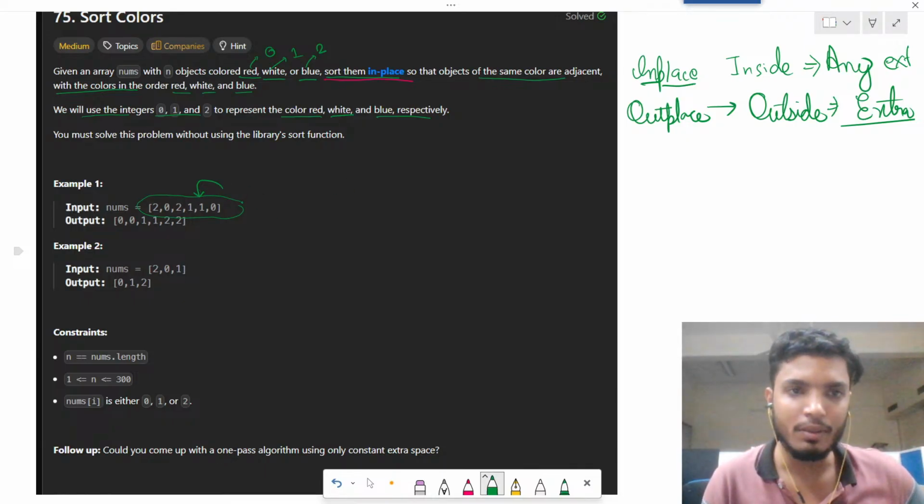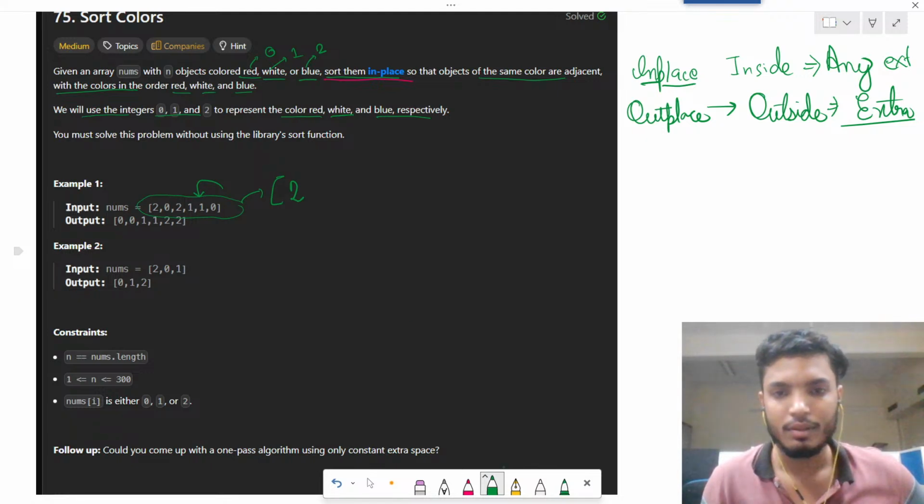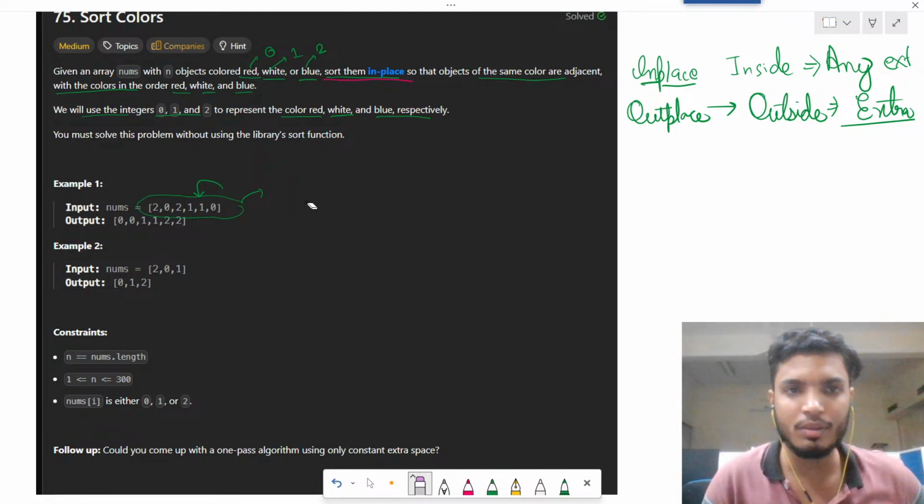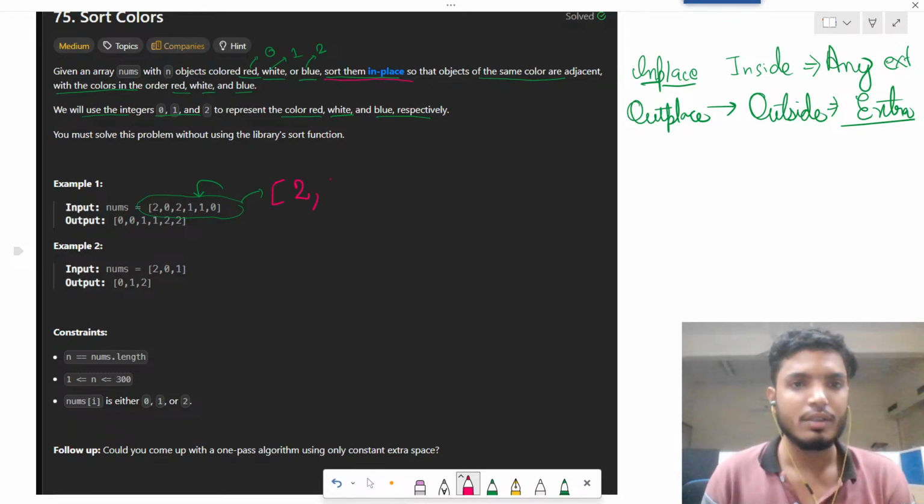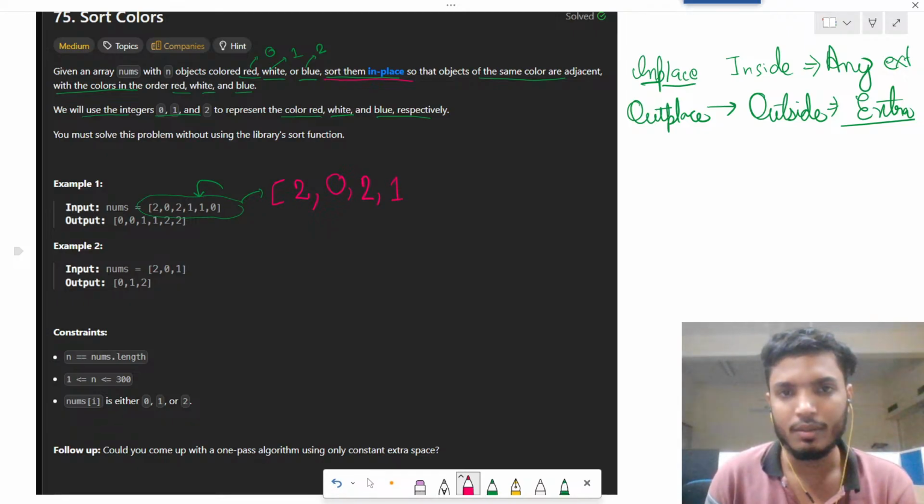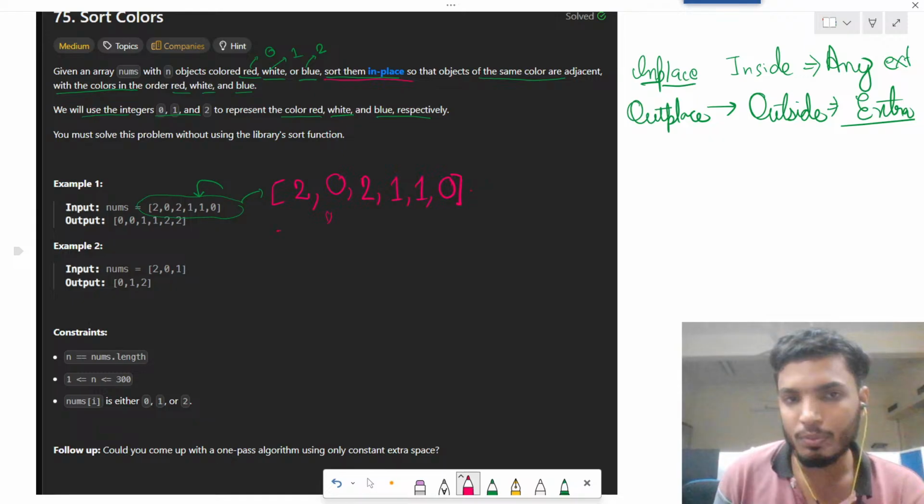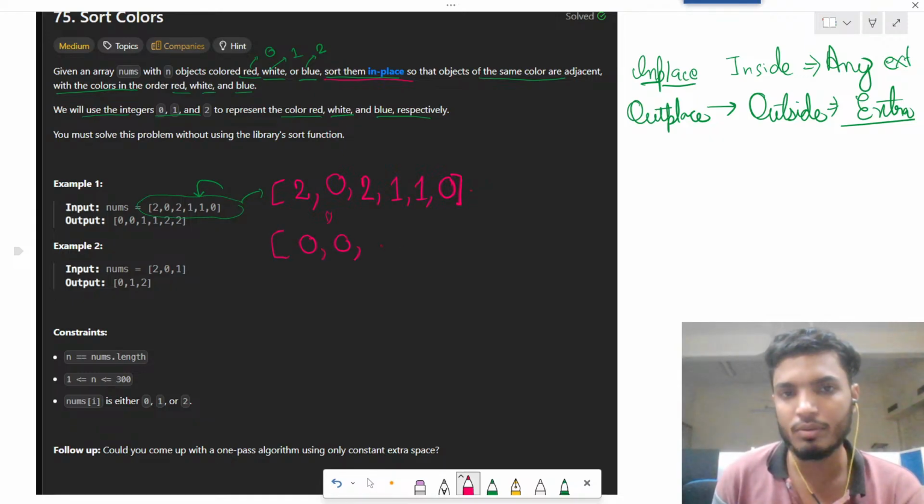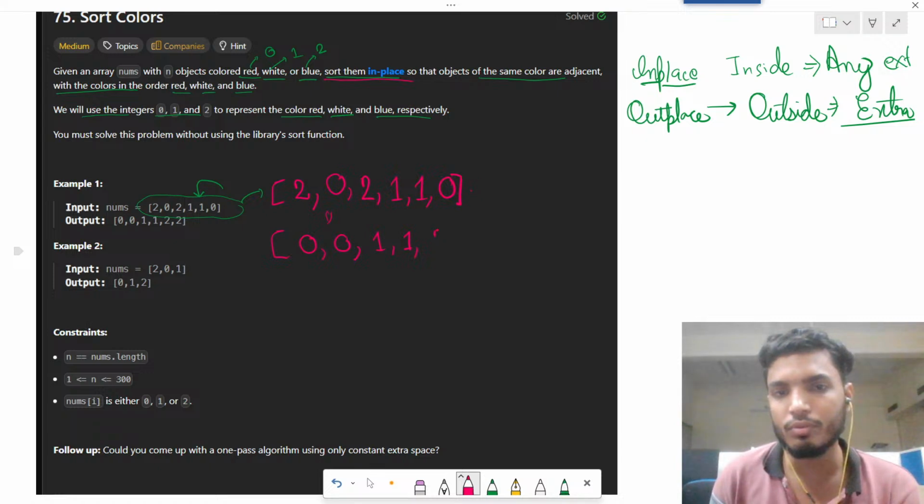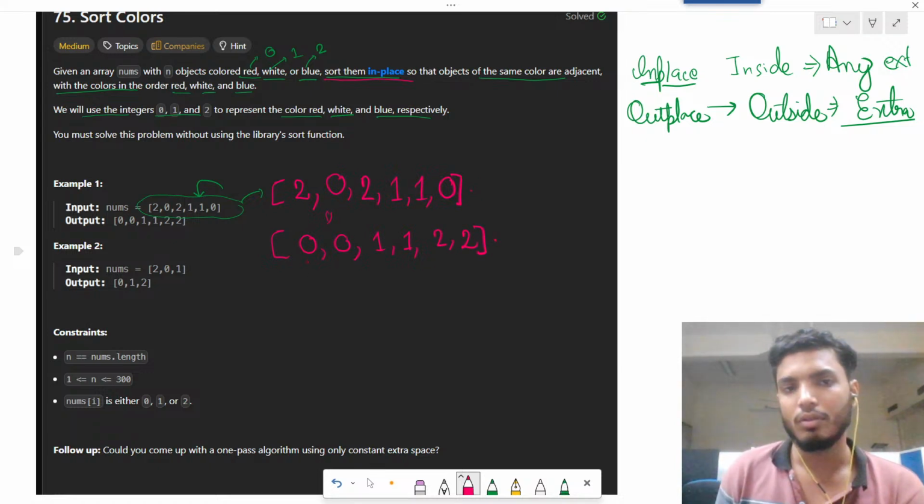So let's take this example. We have been given this array nums, let me use the red color pen. The numbers are 2, 0, 2, 1, 1 and 0. What I need to do is put all the zeros together, all the ones together and all the twos together.